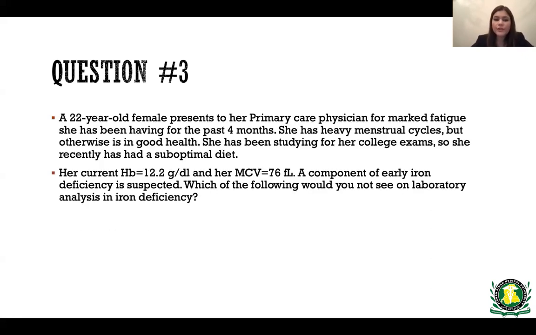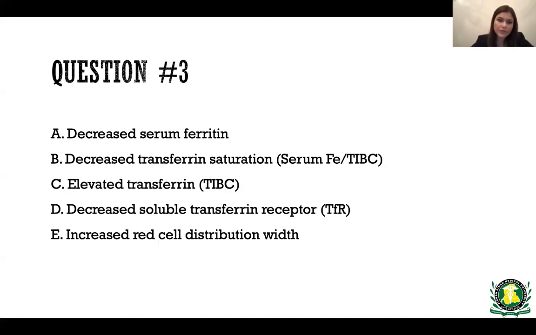So we know that this is iron deficiency anemia, right? So the question is, what would you not see on the lab analysis? So A, decreased serum ferritin, B, decreased transferrin saturation, C, elevated transferrin, D, decreased soluble transferrin receptor, E, increased red cell distribution width. So our answer is decreased soluble transferrin receptor, and it's fairly easy. So serum ferritin would always be decreased.